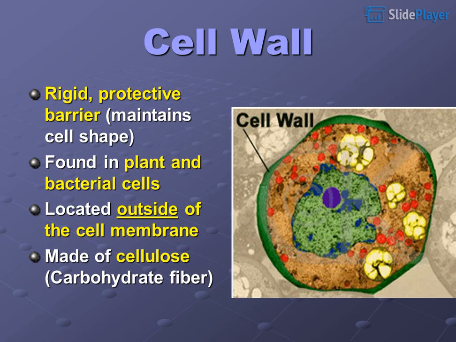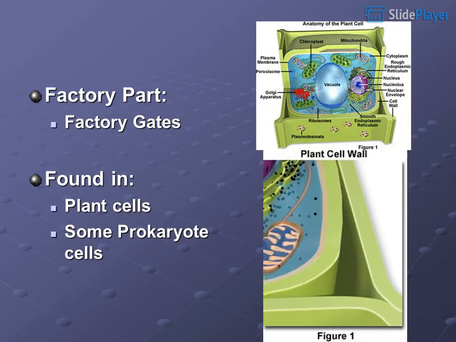This is an actual microscopic image. Explain that the colors are added digitally to enhance the different parts. Factory part: found at factory gates.